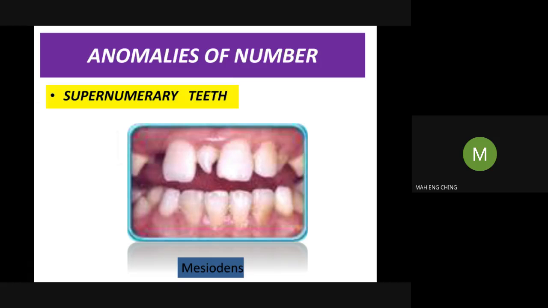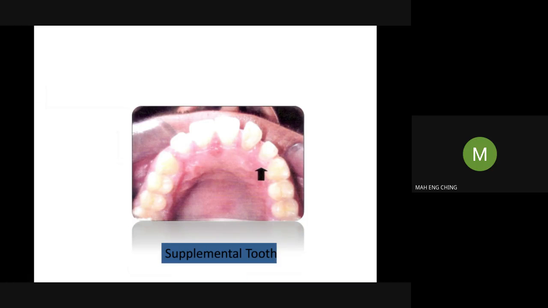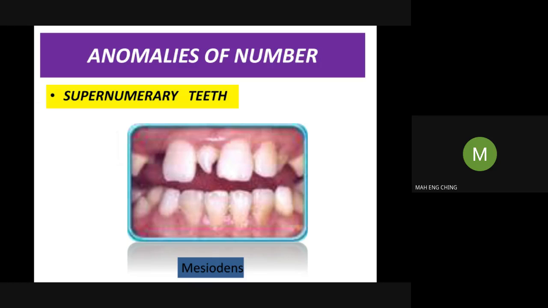Local factor means the teeth. It can be extra teeth, supernumerary. That is very common. They happen in between the central incisors. It can be one or two. So sometimes you always go and take an X-ray to verify there are no extra teeth inside. Sometimes you see one outside, but that doesn't mean there isn't another one inside.